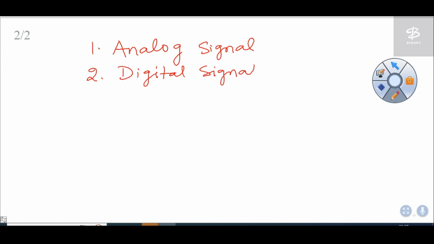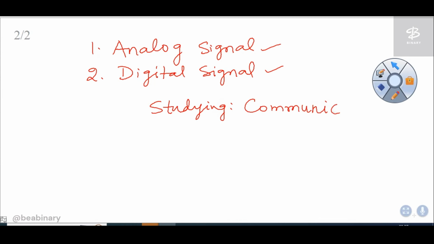So these kinds of signals we normally use when we are studying communication systems, whether you are studying digital communication systems or analog communication systems. These things we use.